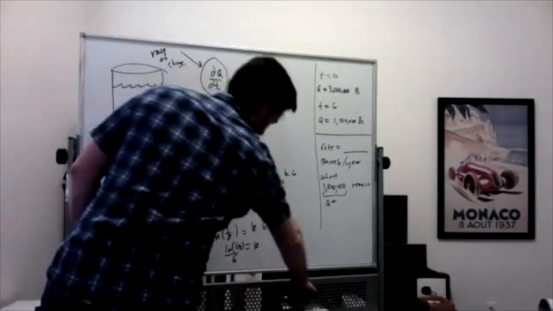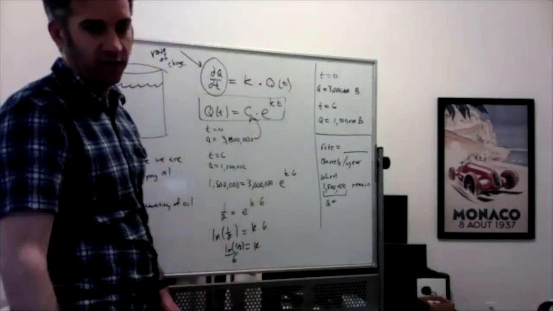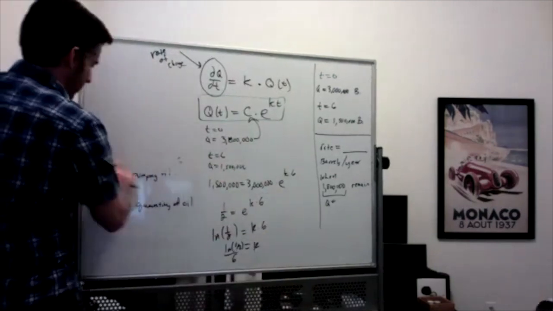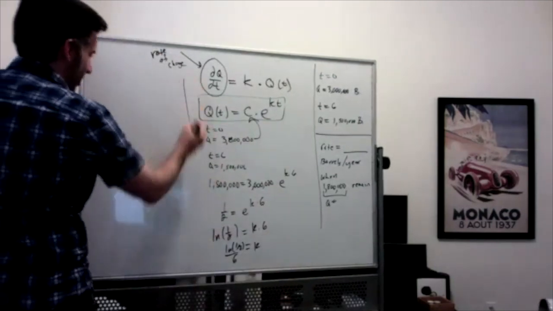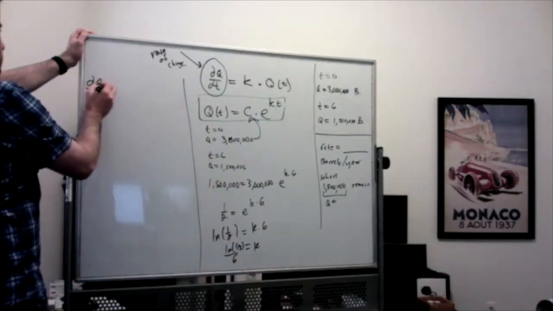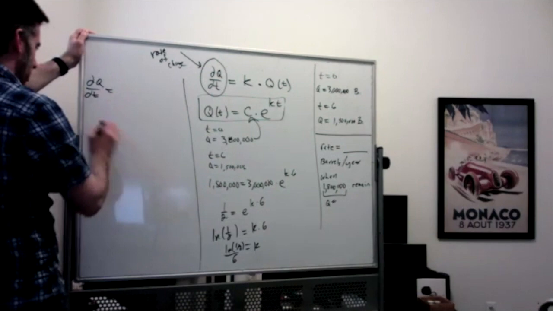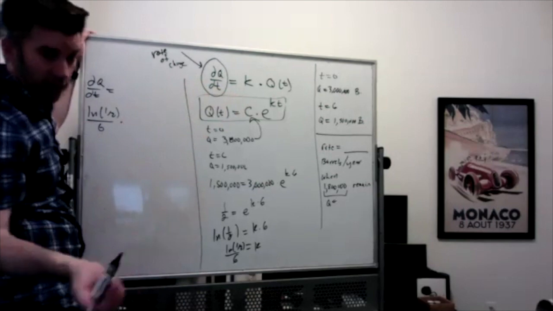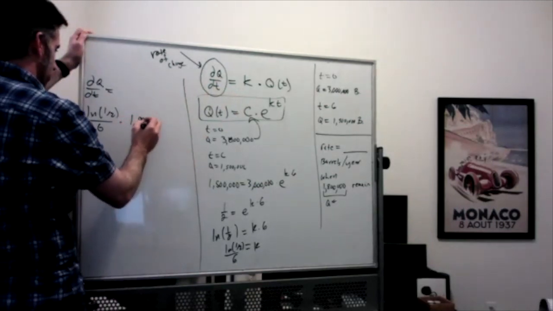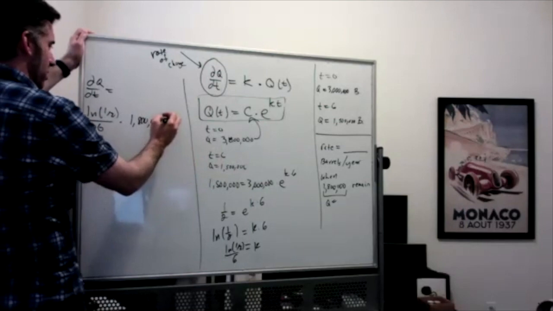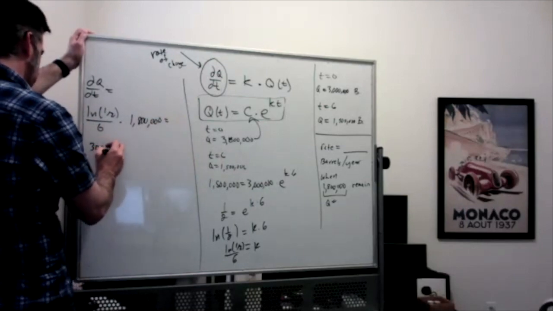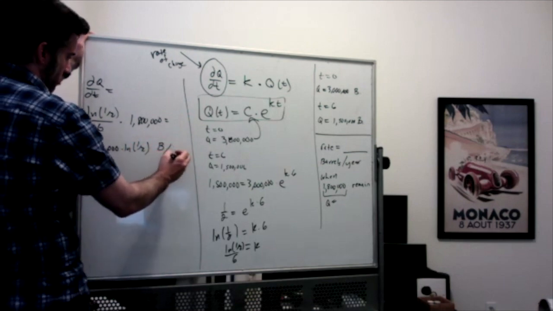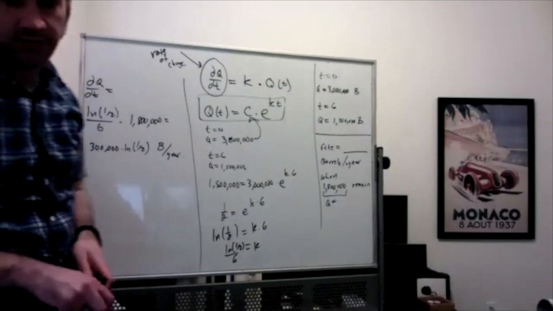So we actually have to plug in k equal to the natural log of 1/2 divided by 6 and Q equal to 1.8 million. So it's actually pretty easy to calculate. The rate of change when there's 1.8 million barrels left, dQ/dt, is going to be k, which is the natural log of 1/2 divided by 6, times Q, which is 1.8 million barrels. And you can simplify this if you wanted to 300,000 times the natural log of 1/2 barrels per year. That's how you calculate that.